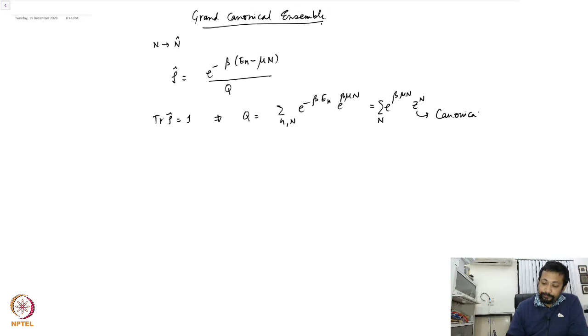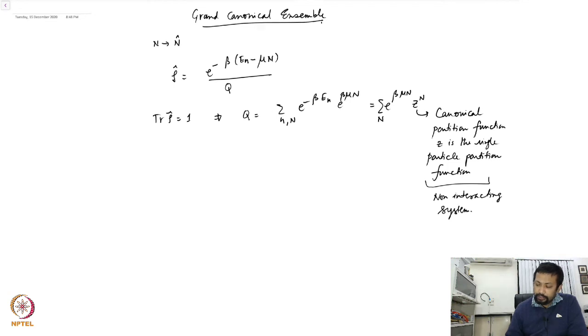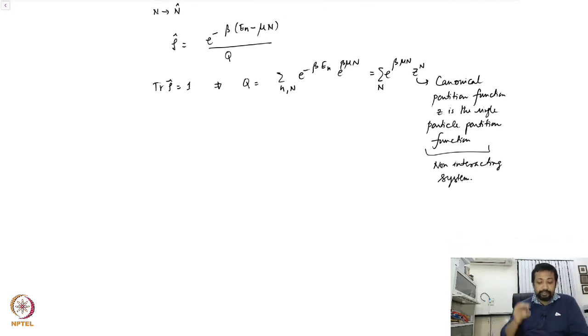Here this is the canonical partition function, and z is the single particle partition function, and this is for a non-interacting system, the same way we have done in classical statistical mechanics. Of course, we identified small z as equal to small q there. There is nothing special about the symbol; you can as well use small q.